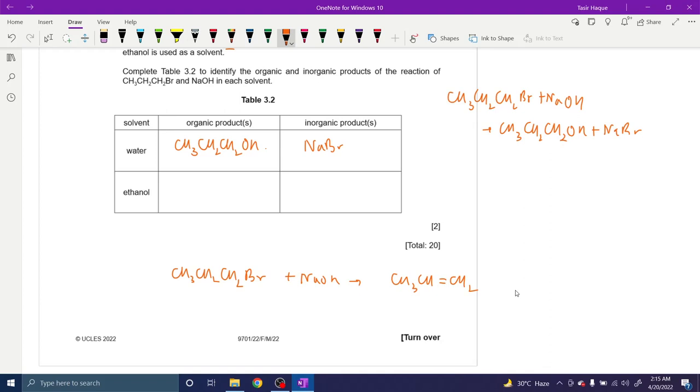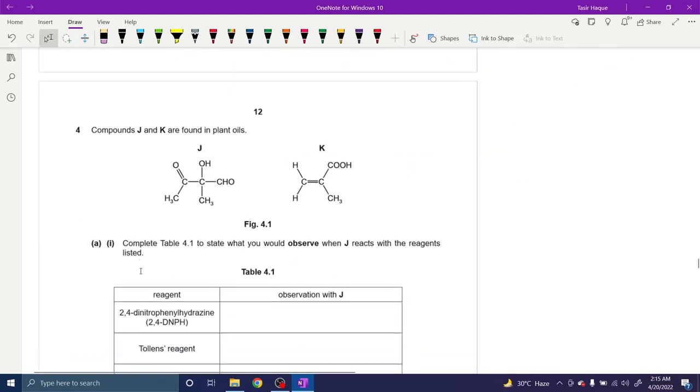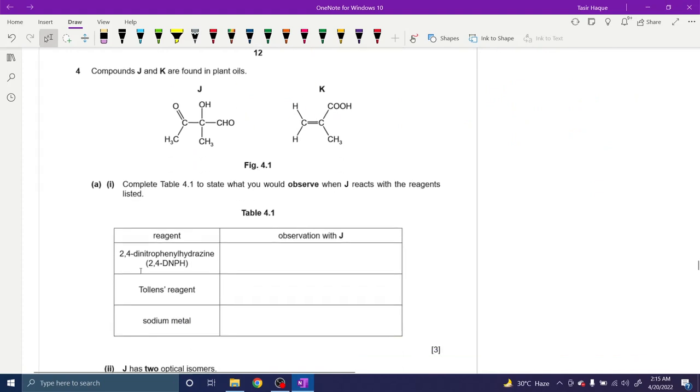So where do they go actually? Remember that NaOH has two parts, Na and OH, and we lost one molecule of HBr, right? So where do these H and Br go actually? So the H combines with OH to form H2O, and the Br combines with Na to form NaBr, right? So it's going to be NaBr plus H2O, and the product is going to be CH3CH=CH2, right? Elimination.